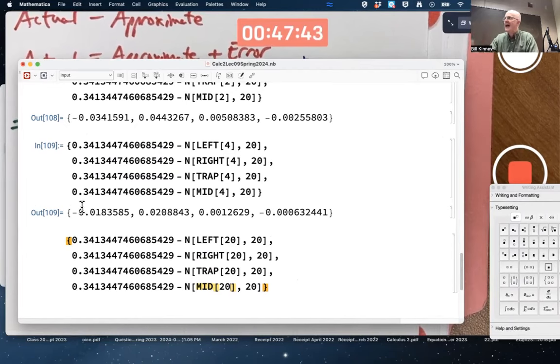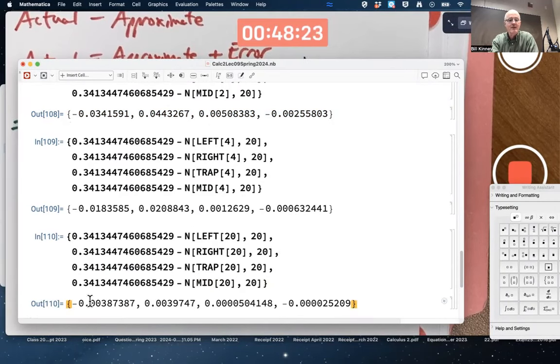If the errors got cut in half for left and right when you doubled n, they should get cut by a factor of 10 when you multiply n by 10. And if they got cut by a factor of 4 for trap and mid when you doubled n, 4 is 2 squared, they should get cut by a factor of 10 squared for trap and mid. So effectively, when I'm entering these numbers, it should be similar to these numbers, but with an extra 0 for the first two, and an extra 2 zeros for these. Let's see if that happens.